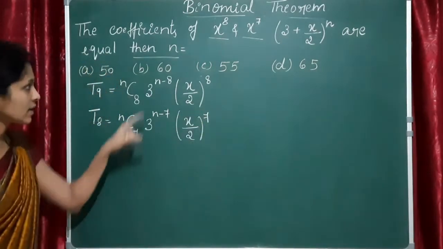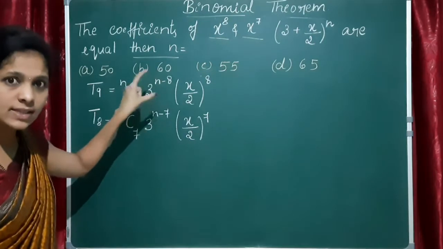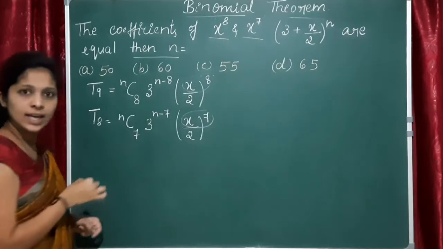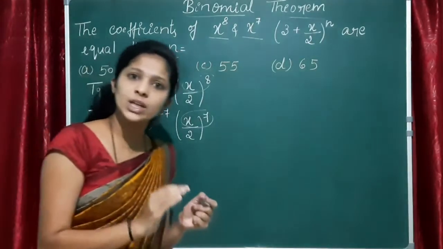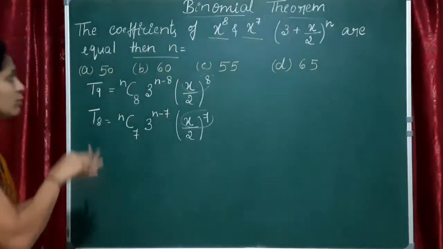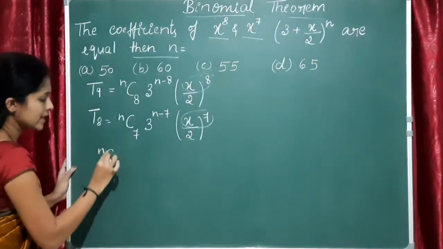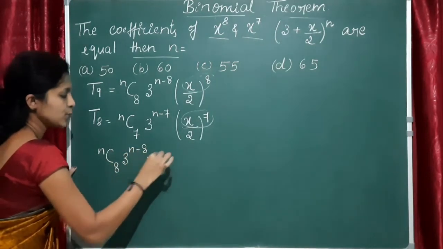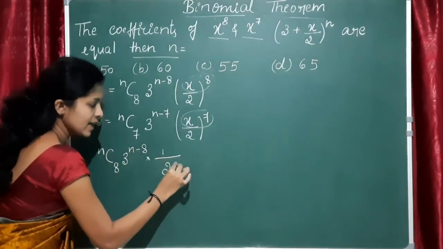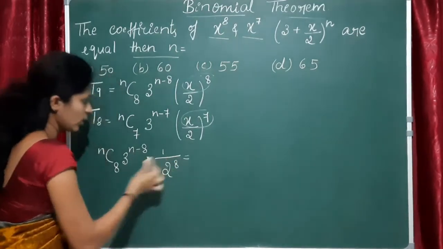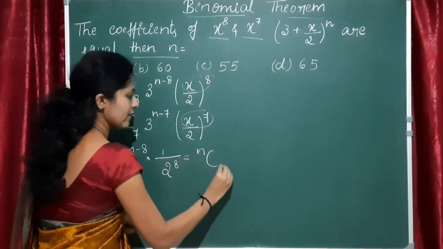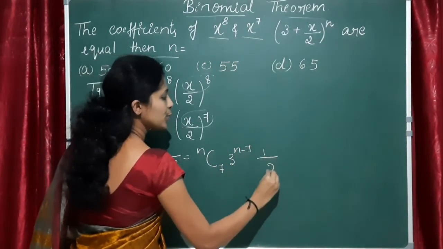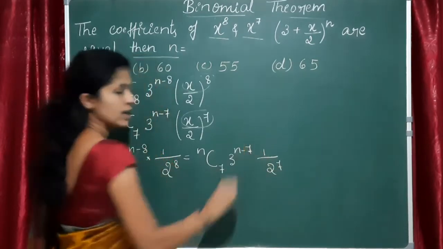And it is given that their coefficients are equal. Since the coefficient of x to the power 8 and the coefficient of x to the power 7 are equal, by using that we need to find the value of n. So we'll equate them. nC8 into 3 to the power n minus 8 into 1 divided by 2 to the power 8 is equal to nC7 into 3 to the power n minus 7 into 1 by 2 to the power 7. So these are equal. Now we can simplify.